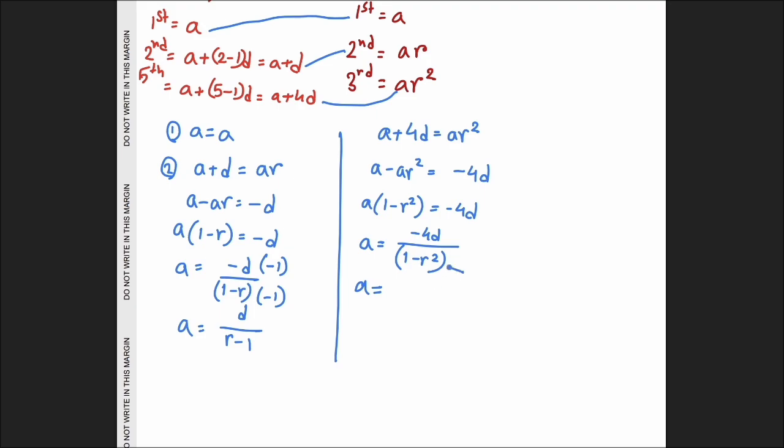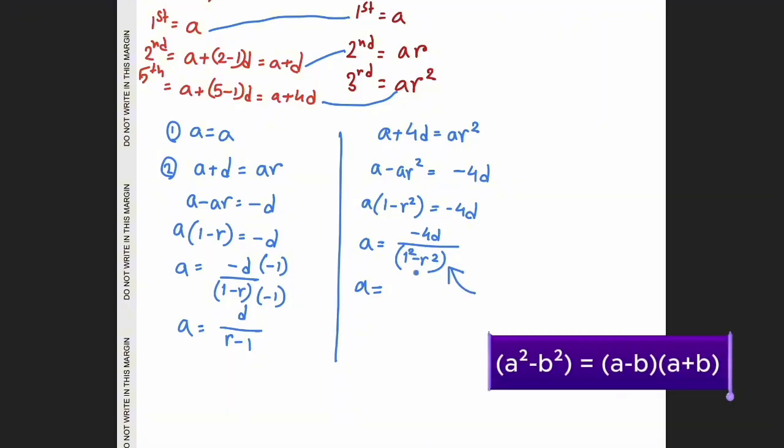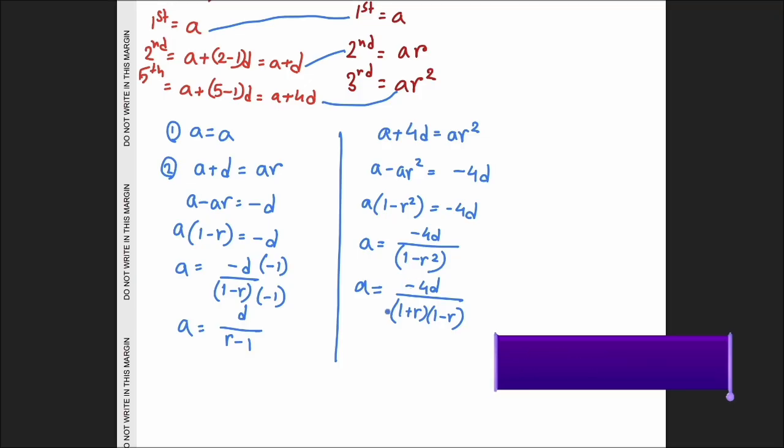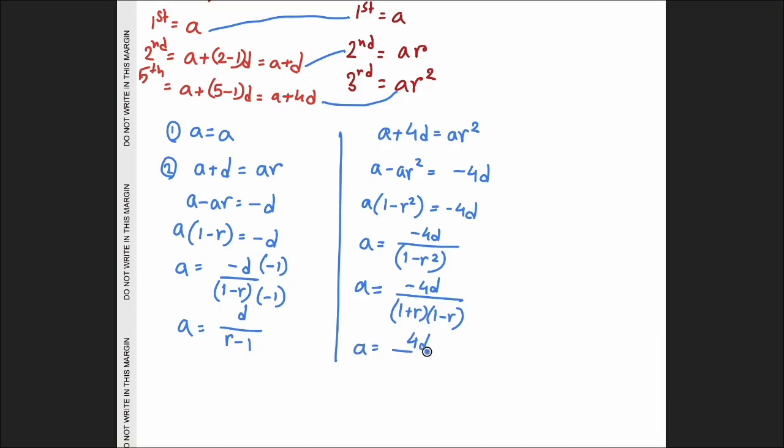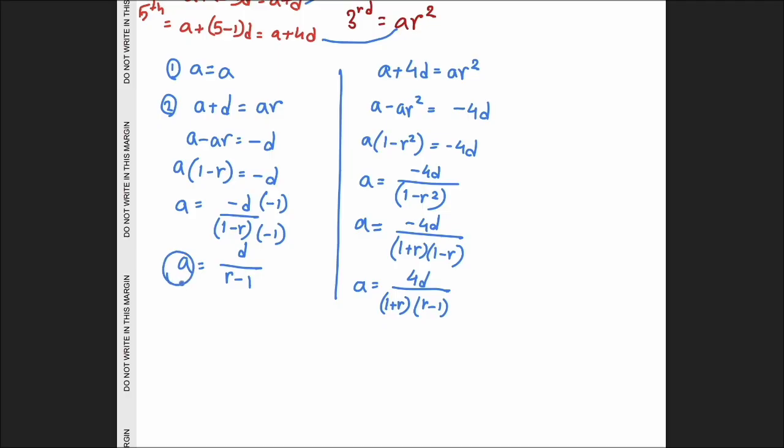Now let's break this down by the difference of 2 squares, right? This is 1 square minus r square, so let's break this down. Now again, I want to get rid of this minus over here, so let's just multiply both the numerator and the denominator with minus 1. So this minus cancels and the terms over here change sides. There we go, we got two equations, a here, a here. Let's just put a equals a, that is d over r minus 1 is equal to 4d over 1 plus r and r minus 1.